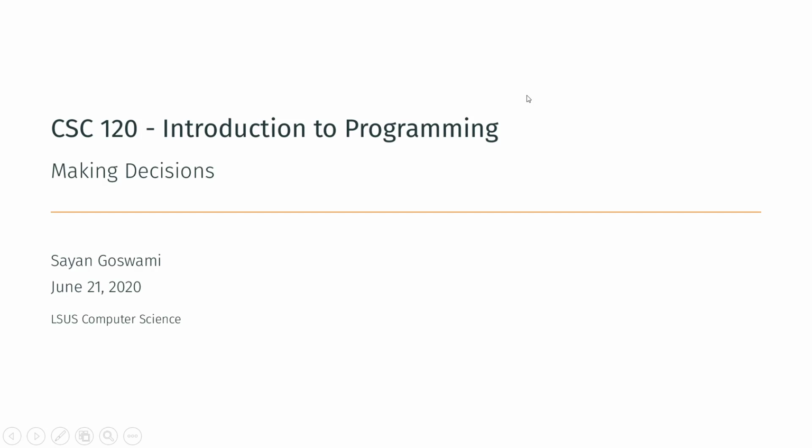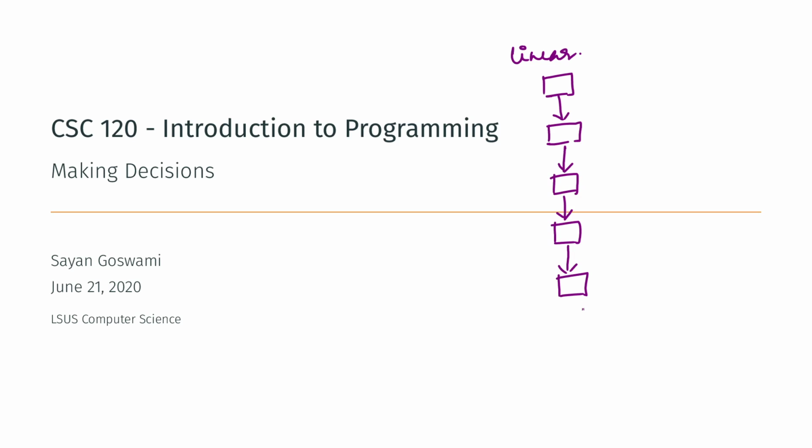Hi, folks. In this week's module, we will talk about programs that can make decisions. So far, what we have done is we have programmed algorithms that are linear in fashion, which is to say, they do some step and then the next step and the next one and so on, until it comes to the last step, at which point it ends.